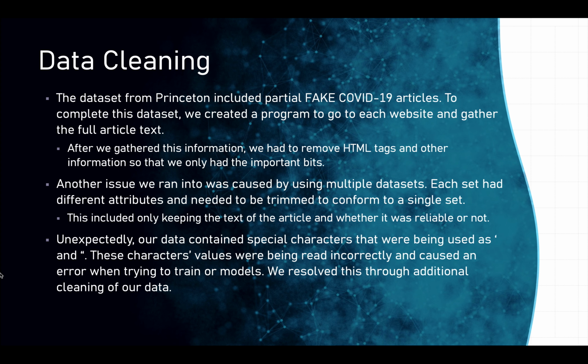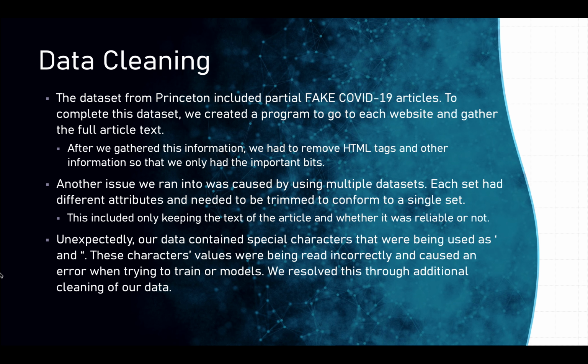So in terms of data cleaning, the data set from Princeton included partial fake COVID-19 articles. So they were only snippets of the first couple sentences. To complete this data set, we created a program to go to each website or URL, which was in the data set itself, and gather the full article text. So after we gathered this information, we had to remove HTML tags and other information so that we only had the important bits.